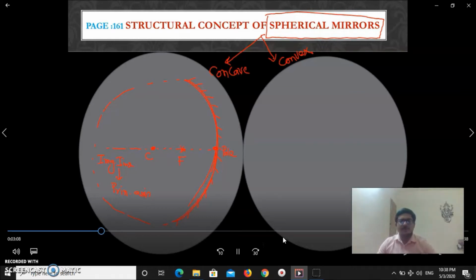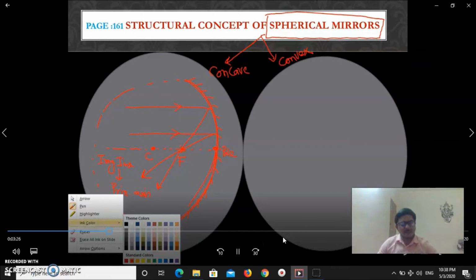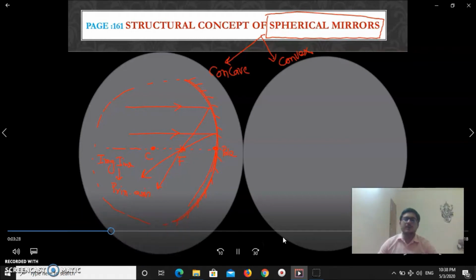At the middle of this line, the middle of pole and C, there is a point called focus F. If parallel rays are there, they will always pass through this F. So this is the physical significance of the point F. Any parallel rays will always pass through F for a concave mirror.